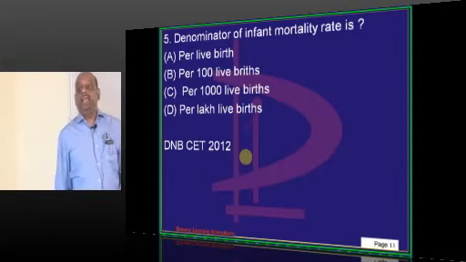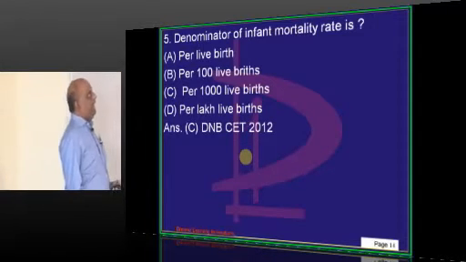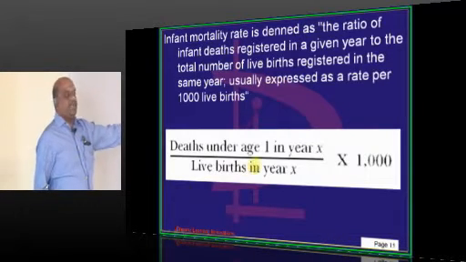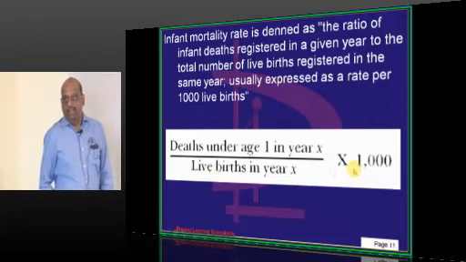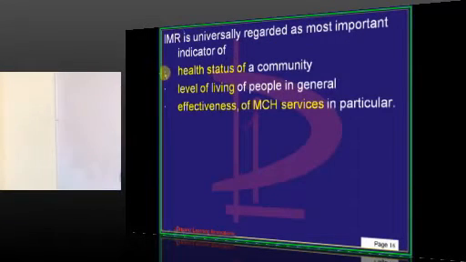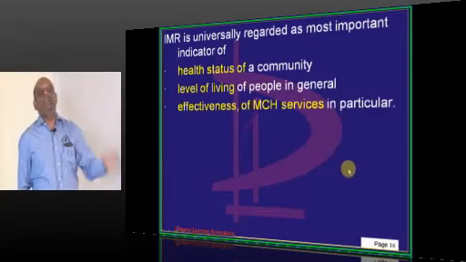In infant mortality, what is the denominator? Typically the denominator is per 1000 live births, deaths under age of 1 year divided by live births in a year into 1000 will give you the infant mortality rate. What are the 3 things you are not going to forget about infant mortality rate, doctor? Health status of community if you want to know.